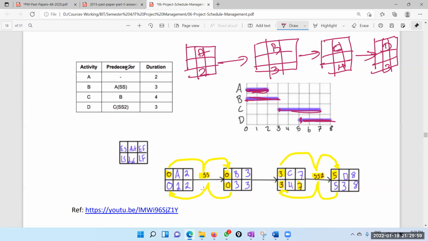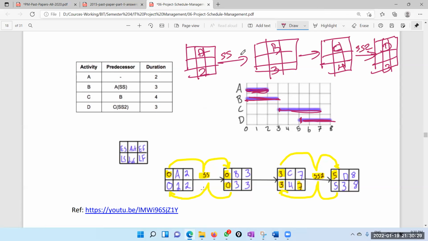And here no predecessor, but B, A depends on A, but it's start to start. We have to write that. If it's start to start, we write it as a pattern. Then C depends on B, it's a regular. Write regular. And D depends on C, again start to start, but with a lag of 2. Start to start with lag of 2.